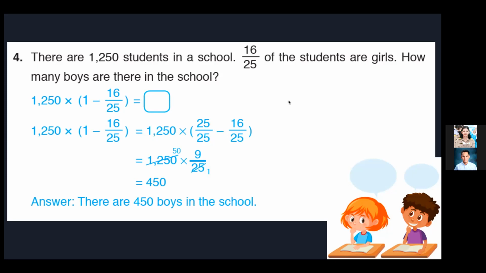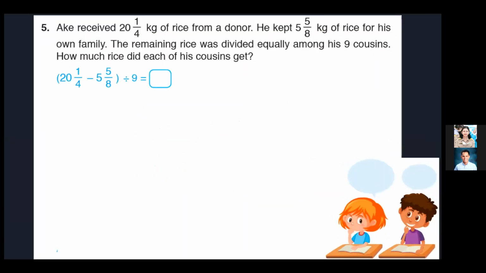So now let's go to the last, number 5. We will not answer number 6 and number 7. You can just practice for that. But now we will just answer up to number 5. Okay, so number 5. After this, we finish. Okay, let's go to number 5.